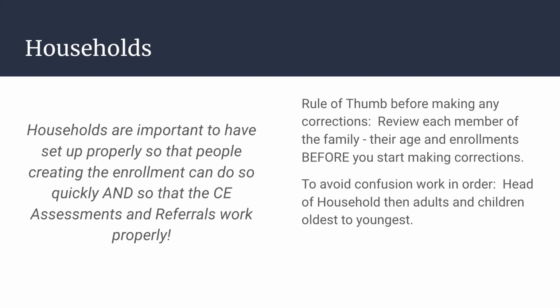So to avoid any confusion, we recommend that you start with the head of household and then the rest of the adults in the household, and then go from the oldest child to the youngest child. Sometimes there won't even be a child, right? The household is just going to be two couples. And then there are other instances where you'll have like 5 children. So I'm sorry if that happens, but it makes it easier going from oldest to youngest, starting at the head of household.